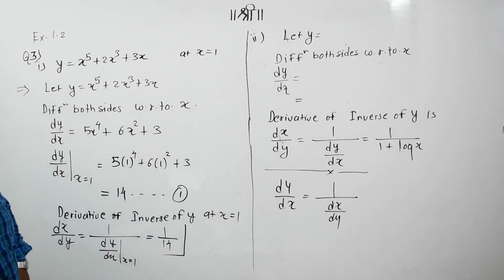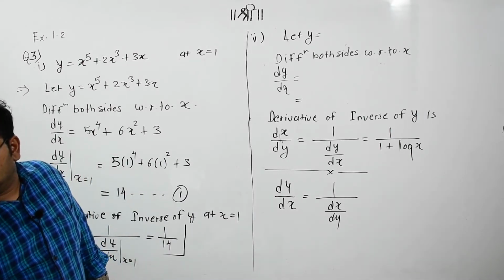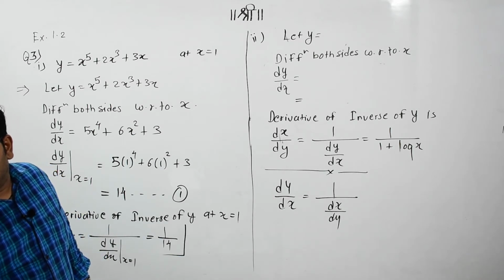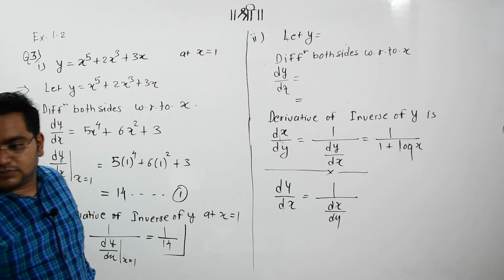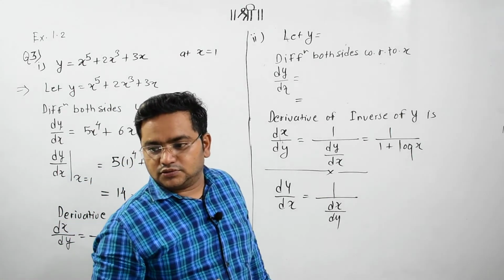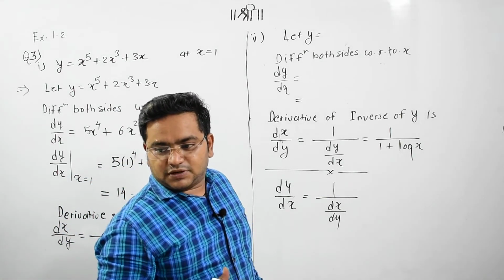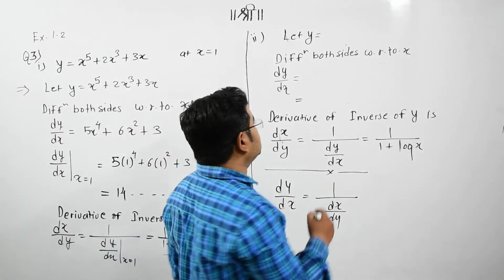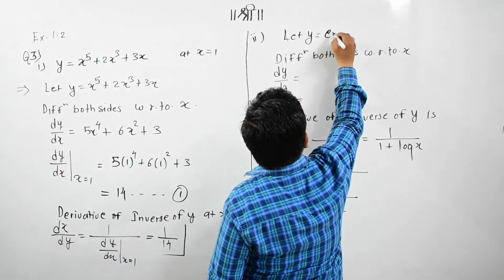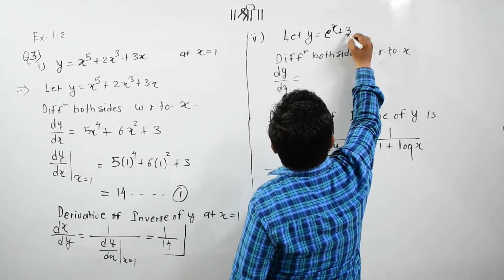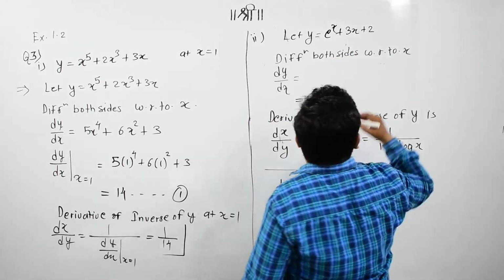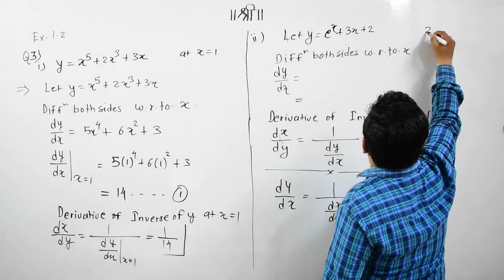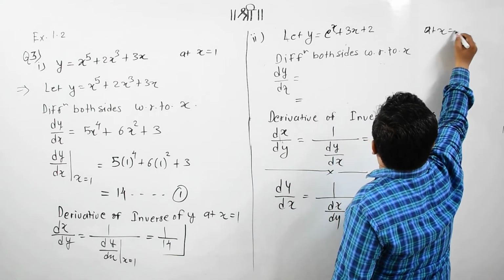Now, next step. What is the question? Question number 2 is something like this: y is equal to e raised to x plus 3x plus 2 at x is equal to 0. Hope I am correct. Yes, at x is equal to 0.